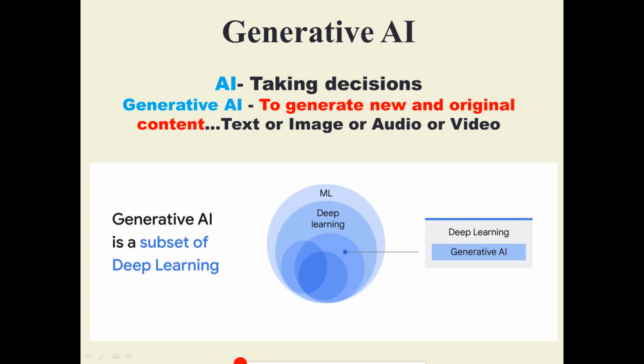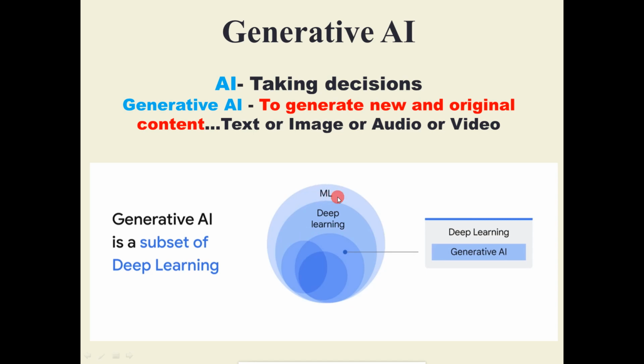Generative AI is a kind of AI used to generate new and original content, whether it may be text, image, audio or video. So it's generating new things, not like AI, which is used only for taking decisions. Generative AI is generating new content. Here you can see the figure.